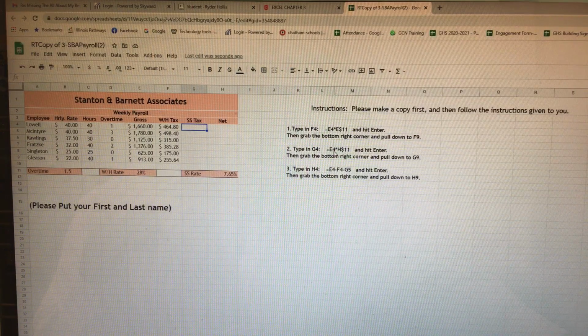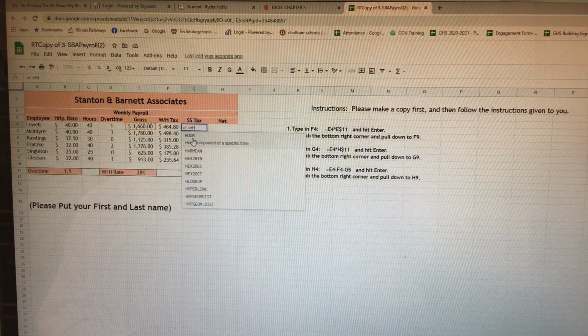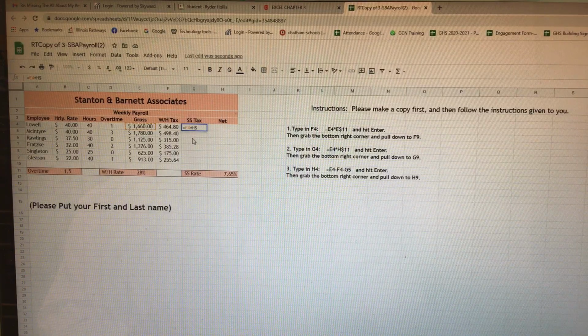Then type in G4, so here's what it says for Social Security tax. I'm going to type in equals, because we're starting a formula, and then I go E4, okay? And then times, which is shift 8, and then it says I want an H, so I want to put the H there, and then I want to put a dollar sign. That's shift 4. And then I'm going to put 11. Again, we're holding that. I hit enter. This is what the Social Security tax would be for what the person made.